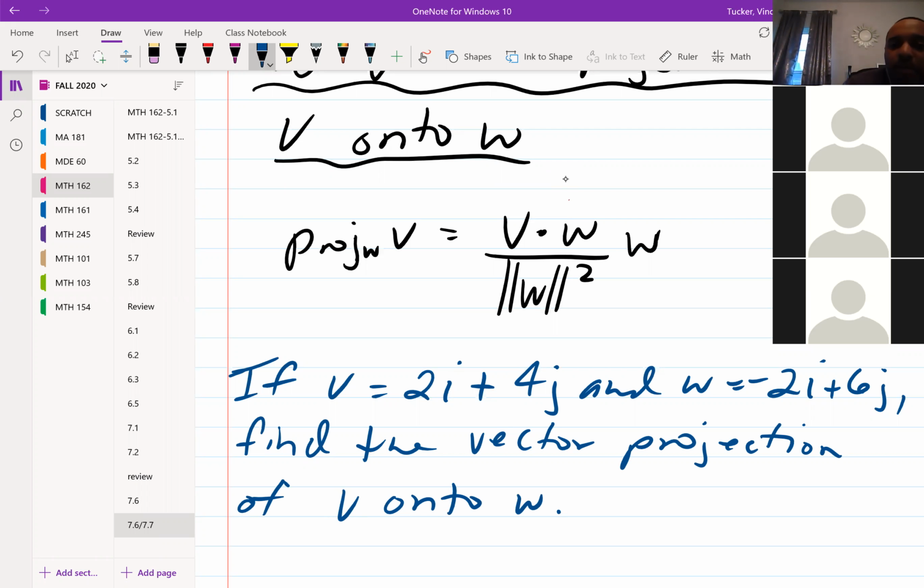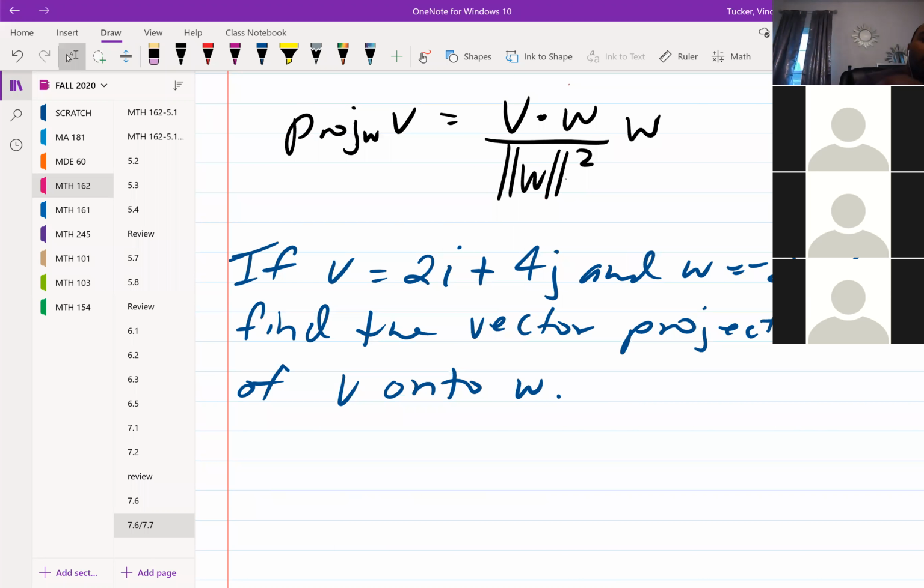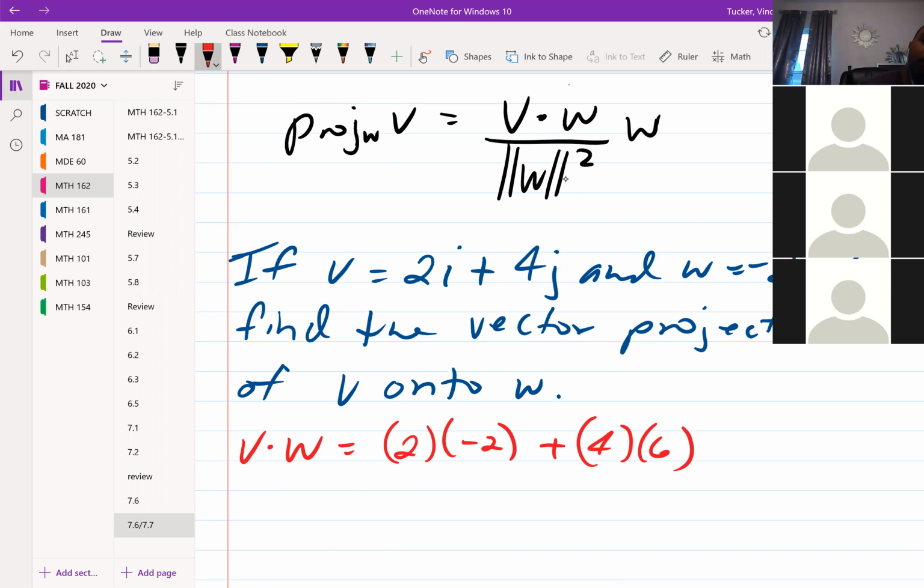All right, if v is equal to 2i plus 4j and w is equal to negative 2i plus 6j, find the vector projection of v onto w. The first thing we can find is v dot w. So it'll be 2 times negative 2 plus 4 times 6. Negative 4 plus 24, so we're looking at 20. I guess I can put it in a box.